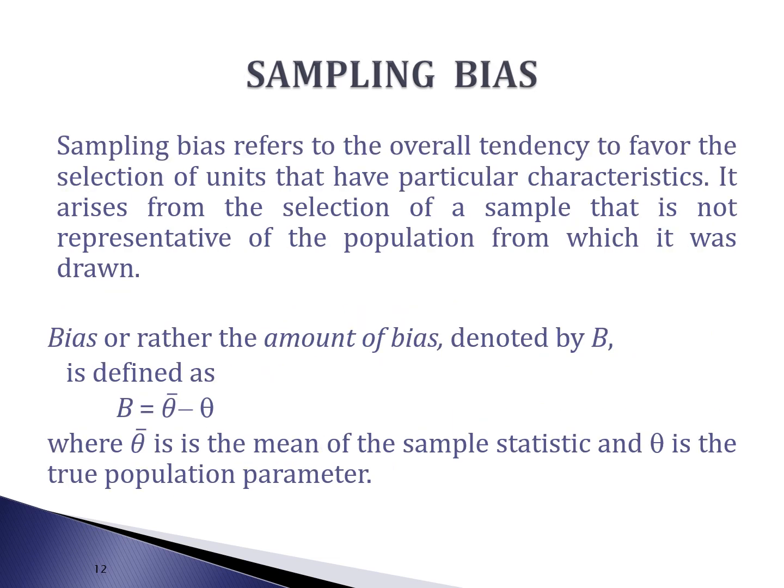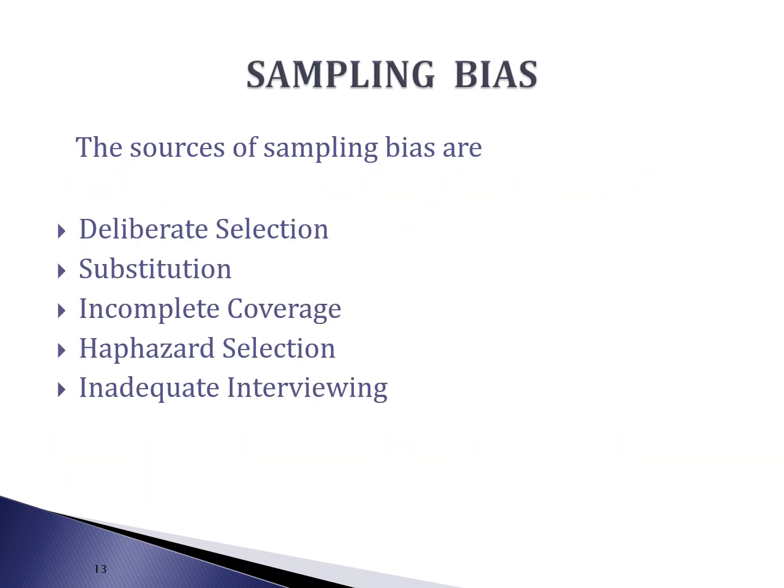Sampling bias refers to the overall tendency to favor the selection of units that have particular characteristics. It arises from the selection of a sample that is not representative of the population from which it was drawn. The sources of sampling bias are deliberate selection, substitution, incomplete coverage, haphazard selection, and inadequate interviewing.